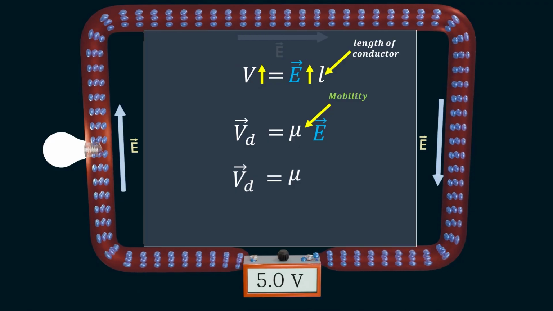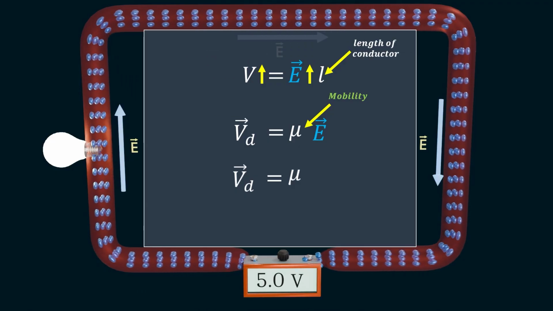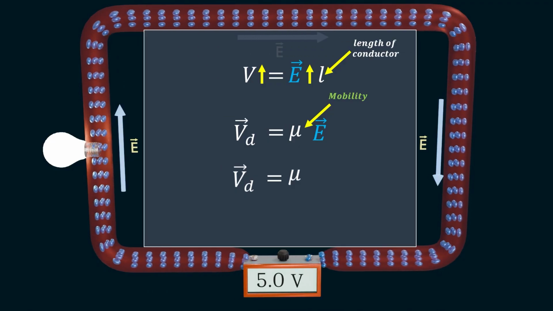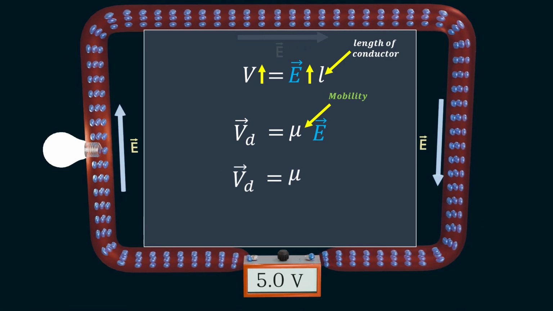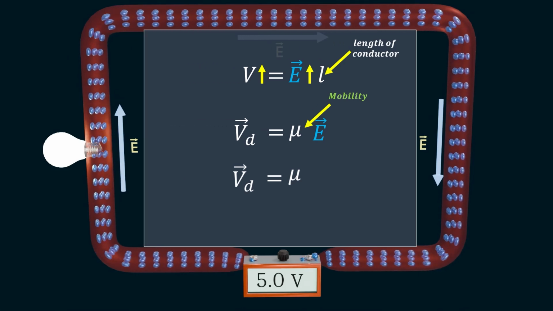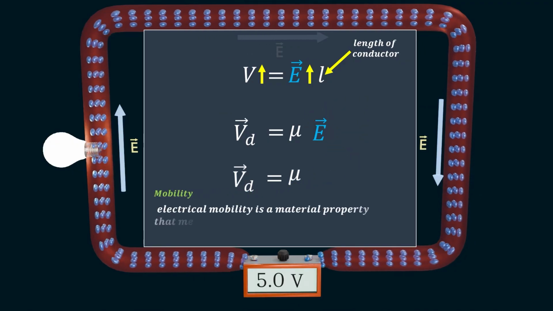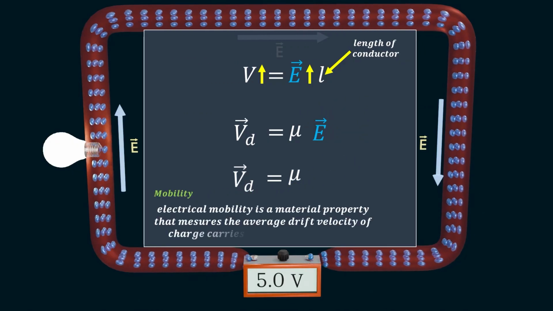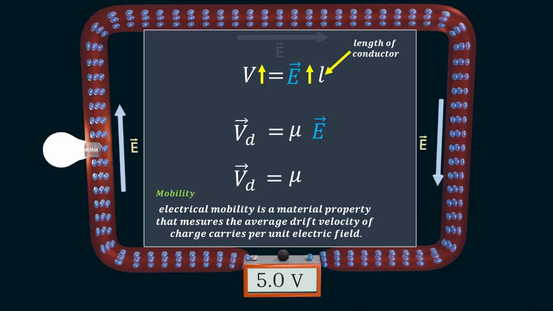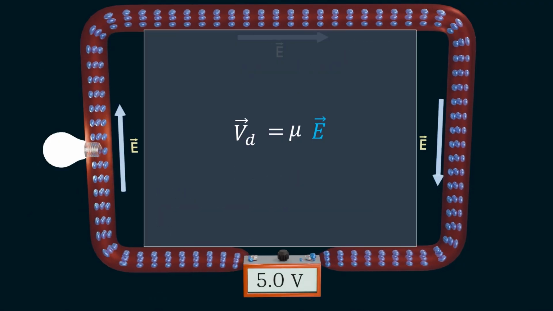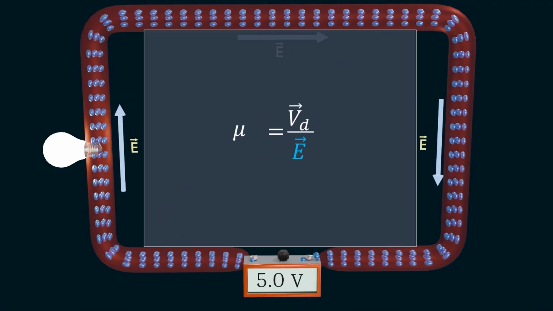Mobility is not a universal constant. Mobility is a material property that tells us how easily charge carriers can move through a medium under the influence of an electric field. Or we can say electrical mobility is a material property that measures the average drift velocity of charge carriers per unit electric field. Mobility mu equals drift velocity Vd divided by electric field E.